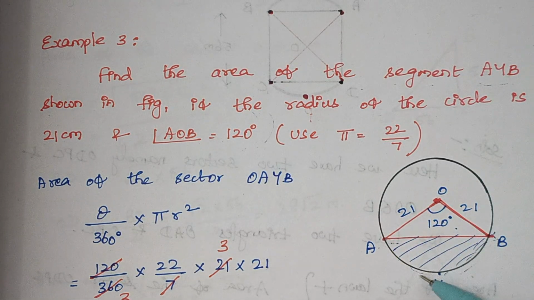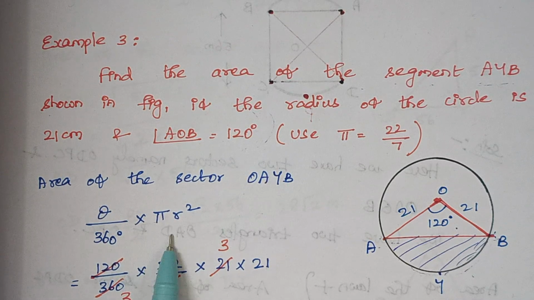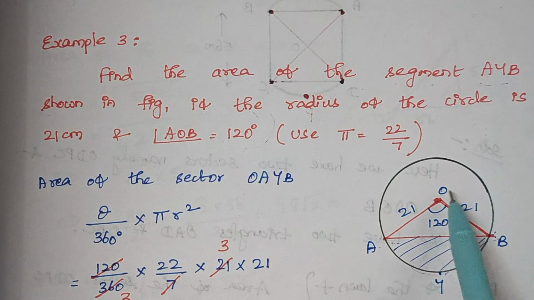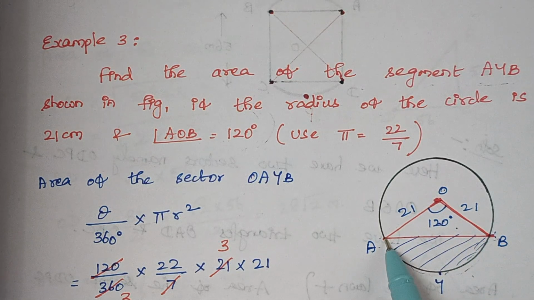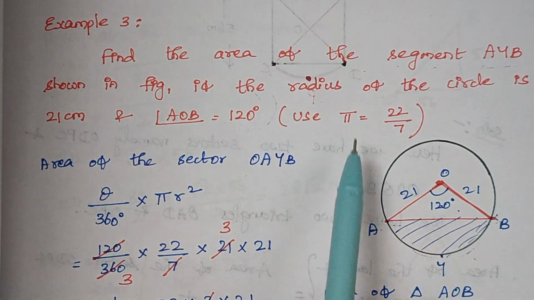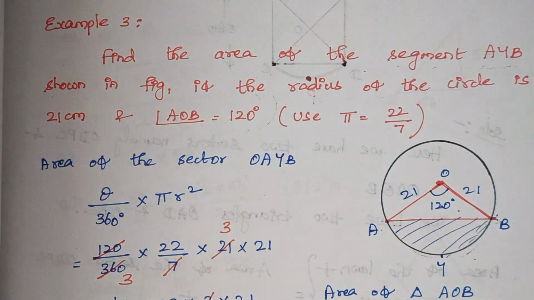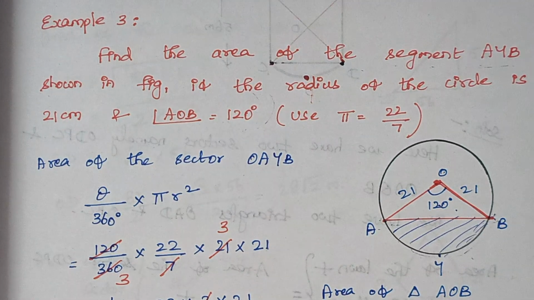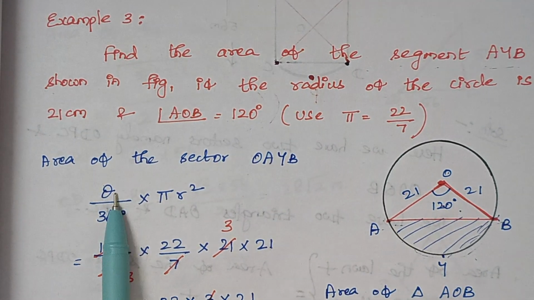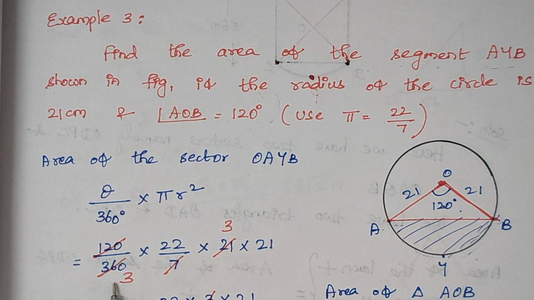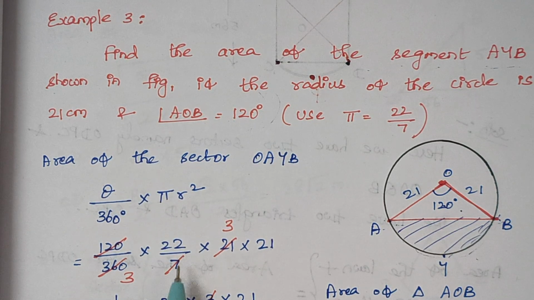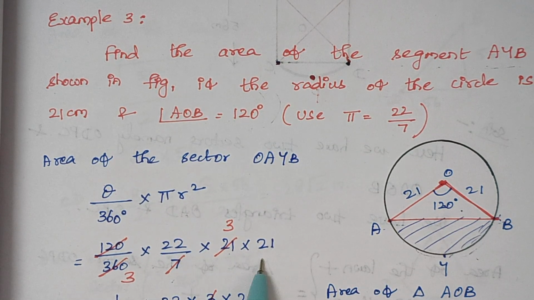So the area of the sector is given by the formula theta by 360 degrees into pi r square. Here the value of theta is 120 and the value of r is 21, so you can directly substitute. Again, they have clearly mentioned you can use the value of pi as 22 by 7. So theta is 120, so 120 by 360 into pi, which is 22 by 7, and r is 21.